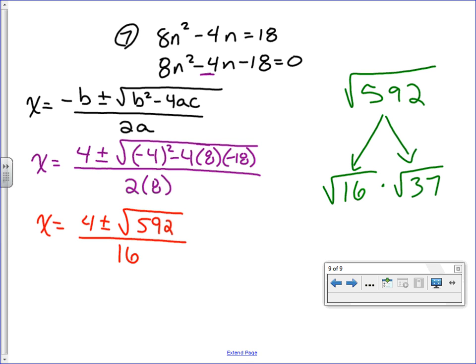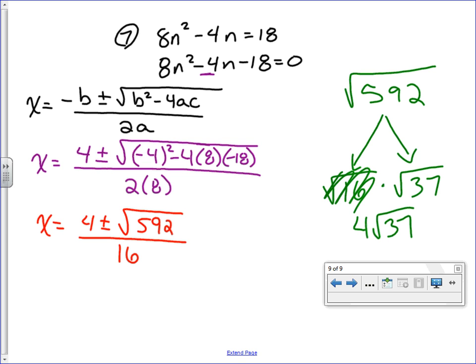The question is, why did I choose these 2 numbers? Notice that one of them I can take the square root of. One of them is a perfect square. Can you tell which one? 16. The square root of 16 becomes a 4, so I'm replacing that with a 4. If I try to take the square root of 37, I'm back to a decimal again, and I don't want that. So I'm going to leave it as the square root of 37.